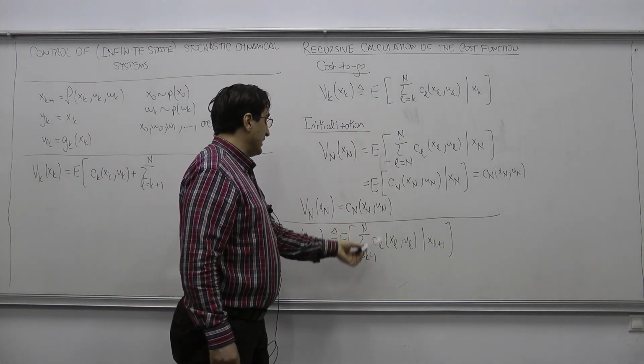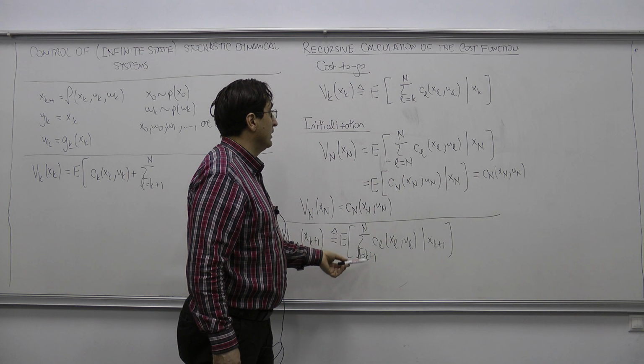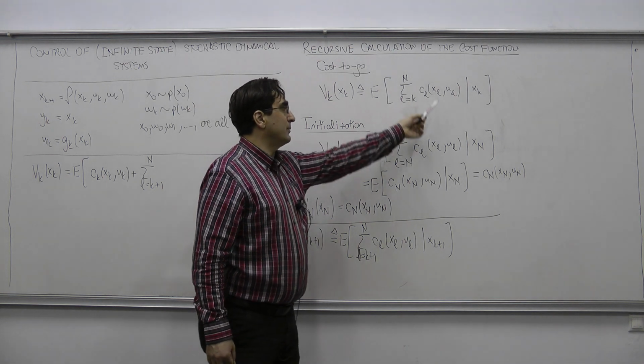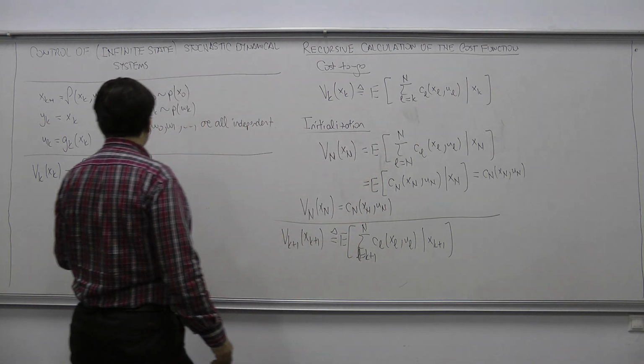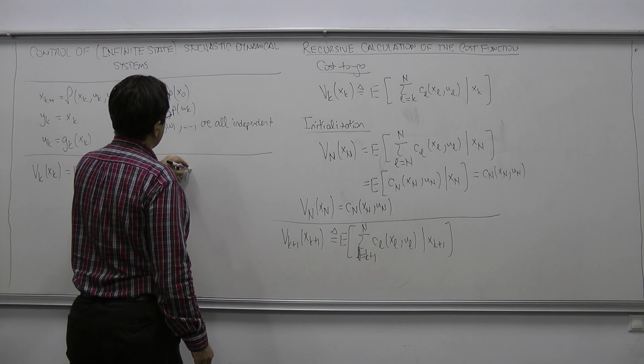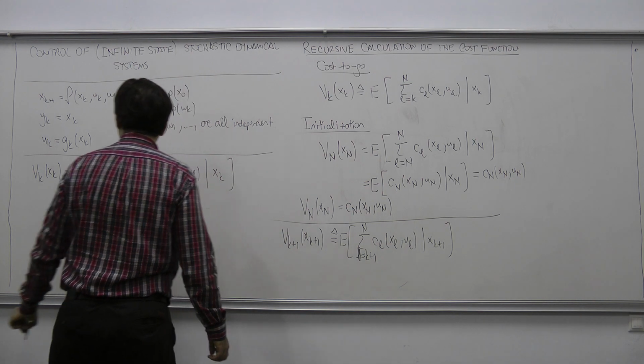Because I see that in Vk plus 1, the summation starts from k plus 1. If I want to express this in terms of this, then I need to separate the first term from that summation. So I have CL, XL, UL here, given xk. Okay?